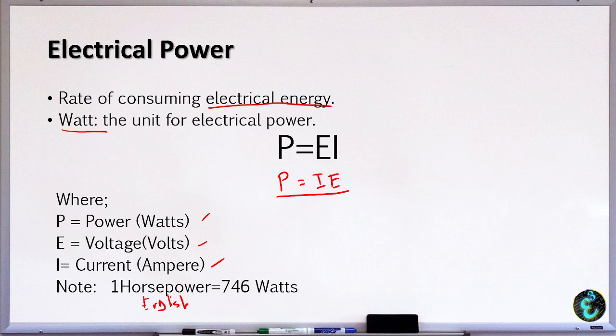Note that in the English system, the unit for power is HP or horsepower, whereas in SI it is watts. So 1 horsepower is equal to 746 watts. This is a constant, it will not change. 1 HP is equal to 746 watts.